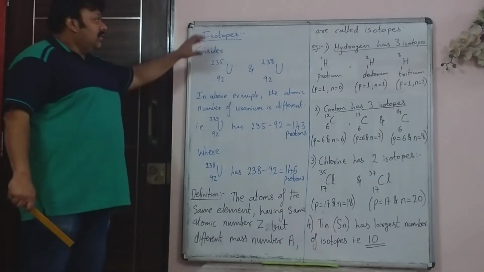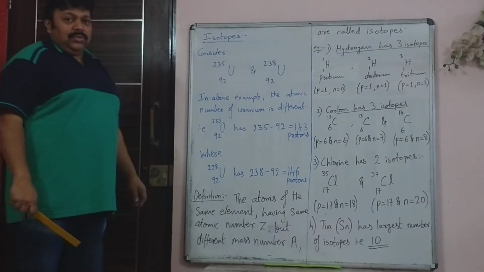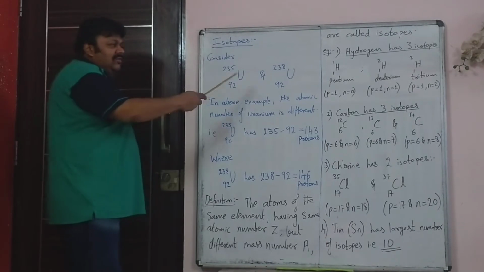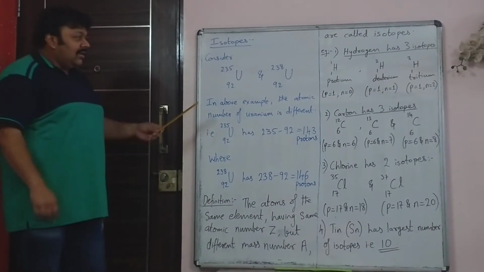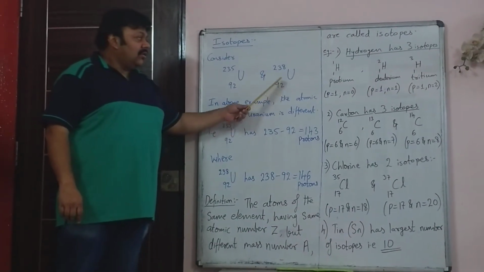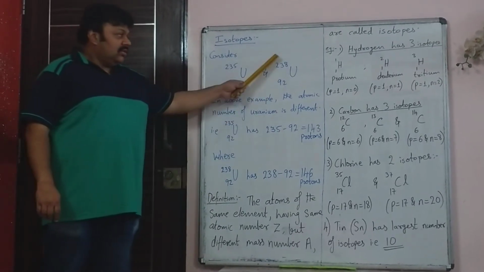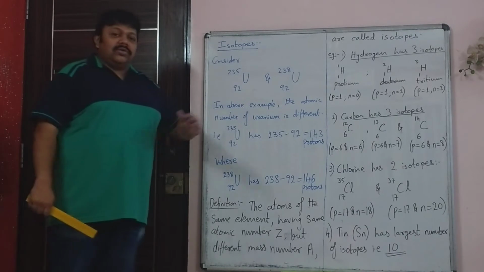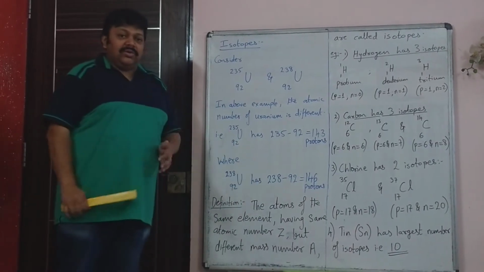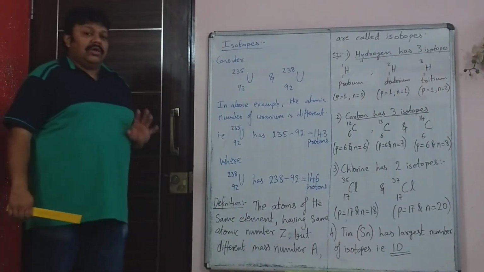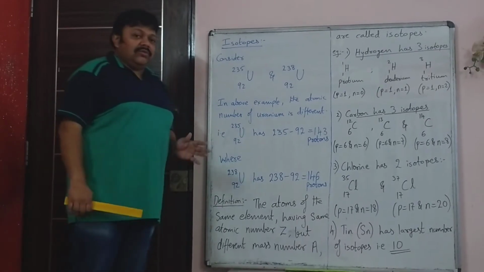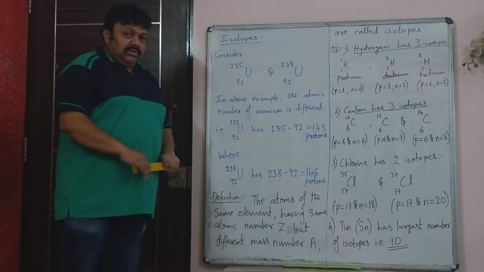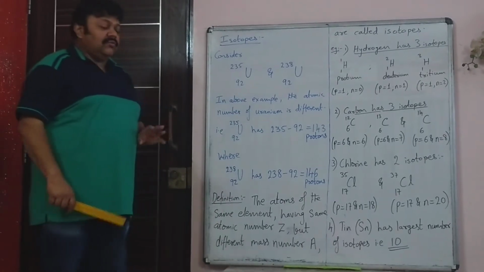Isotopes. This is important. It has been asked in a couple of board papers. Now what do you mean by isotopes? Just take an example. We've already seen this example of uranium-92-238. This is the common fuel that is used in nuclear fission and fusion. Of course, this year, that part of the syllabus, nuclear fission and fusion, is not there for you. So only the first part of this chapter is there for you. But isotopes is there. This has nothing to do with nuclear fission and fusion.